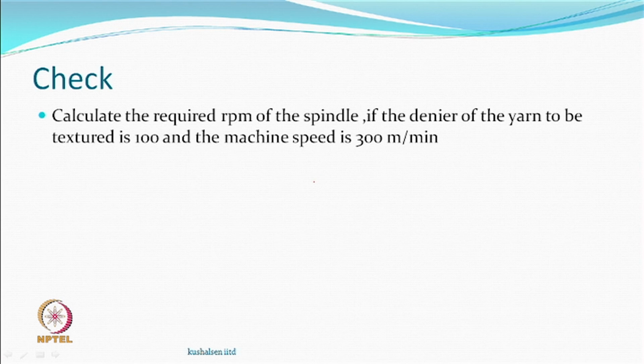Okay. Calculate the required RPM of this spindle that you have seen just above. If the denier of the yarn to be texturized is 100, you know the ballpark way to calculate the twist. So, what will be the RPM? There is some little calculation required. I would like you to do whatever you can to give me some answer. Required RPM of the spindle. Now, you understand RPM of spindle will also be equal to the twist that you insert. So, that is the correlation.